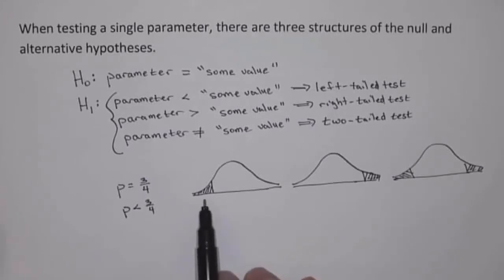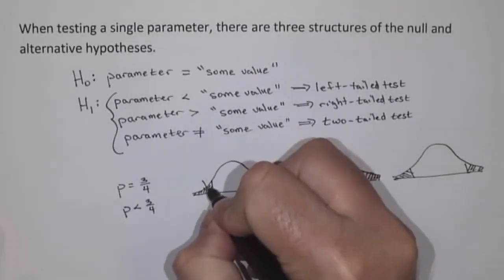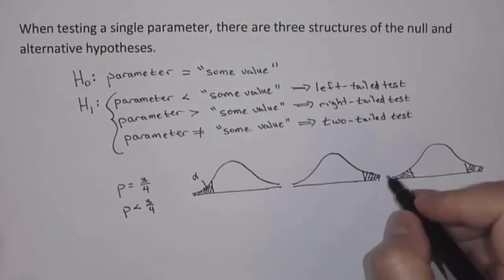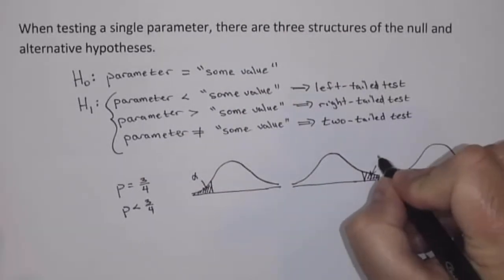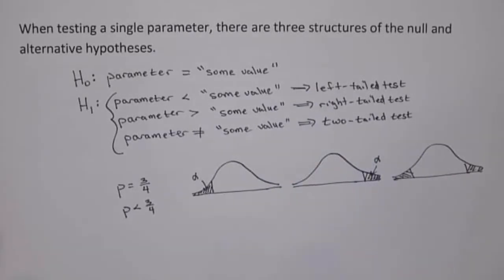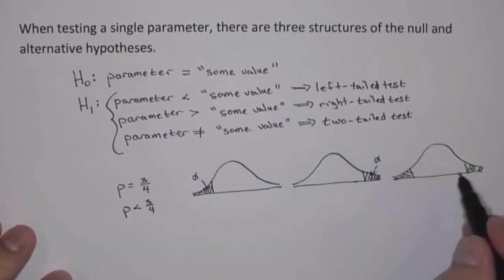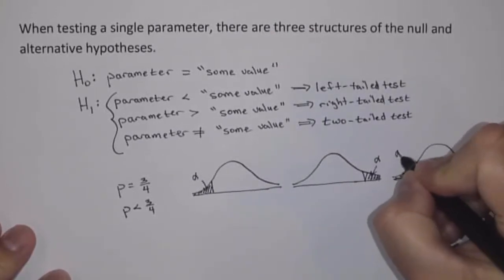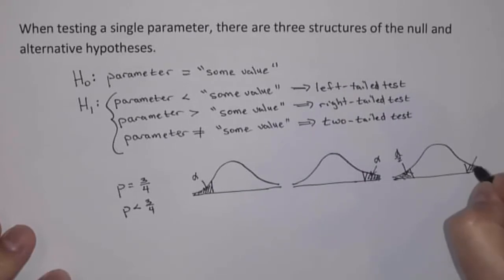In fact, in the pictures that I drew earlier, when I'm doing a left-tailed test, alpha is going to be this area in the left tail. When I'm doing a right-tailed test, alpha is going to be this area in the right tail. And when I'm doing a two-tailed test, alpha will be the total area in the two tails. So this area will be alpha divided by 2, and this area will also be alpha divided by 2.